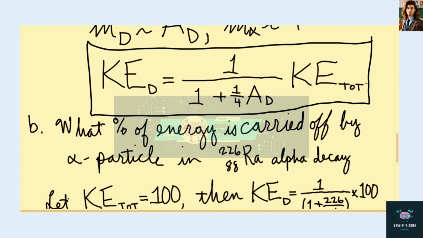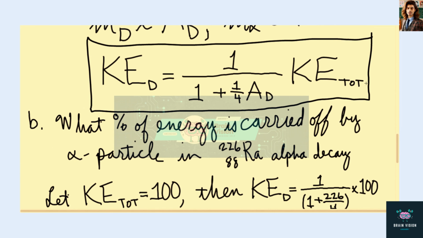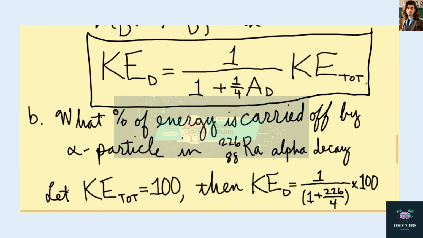For part B, we are asked what percent of energy is carried off by the alpha particle in a specific radon 226 isotope alpha decay reaction. And we have this nice expression that we just derived. If we assign, since we're working in percentages, the kinetic energy total of 100, then we can insert the relevant numerical values into our expression for a kinetic energy of the daughter, specifically the atomic mass number of radon, the atomic mass number of our alpha particle, which is 4, and which we already determined in the above relation, and our kinetic energy of the entire reaction that we're assigning a value of 100 for convenience.